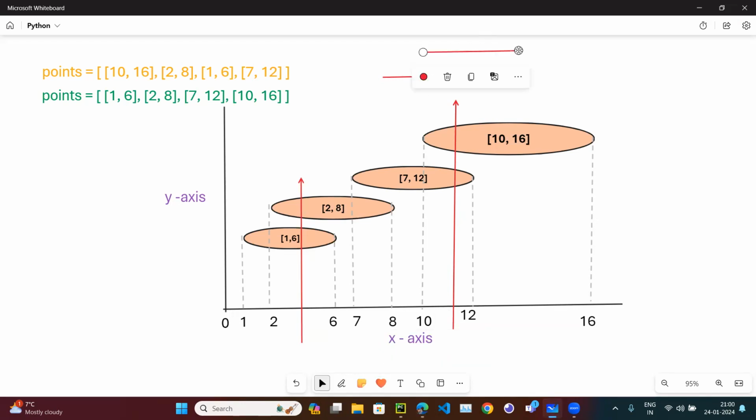To find whether these two lines are overlapping or not, what you have to do is check the starting point of the second line, right? So this is the second line. The starting point of the second line should be less than the end point of the first line. All right. So the starting point of this line should be less than the end point. And then we can say it is overlapping.